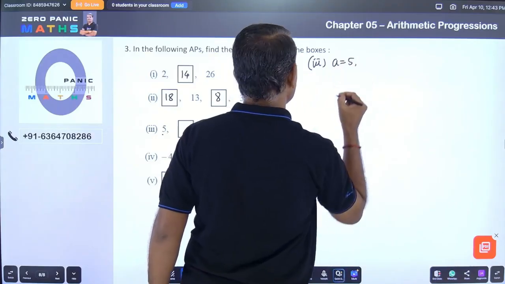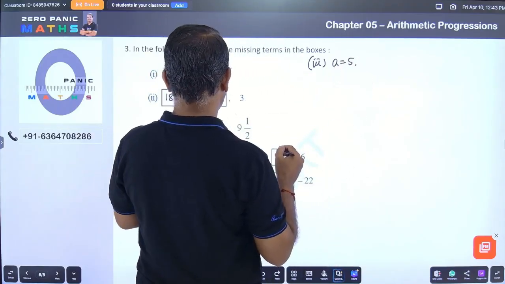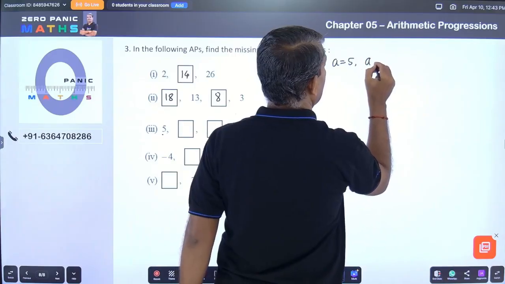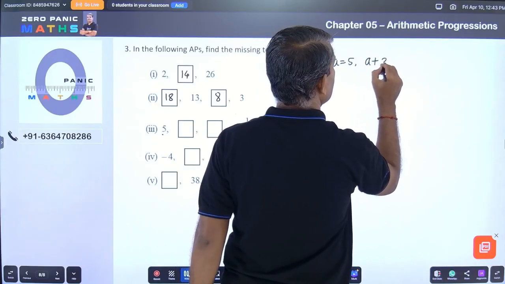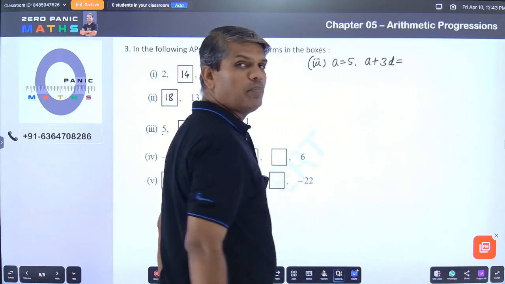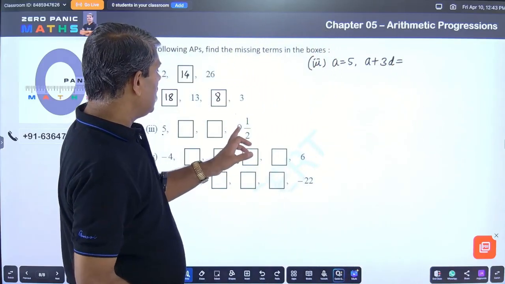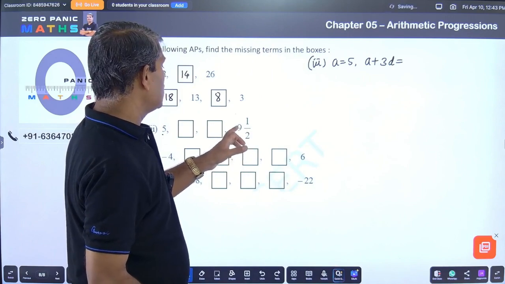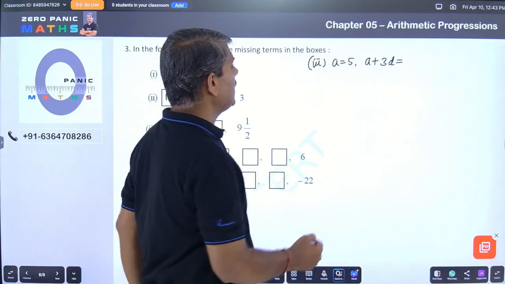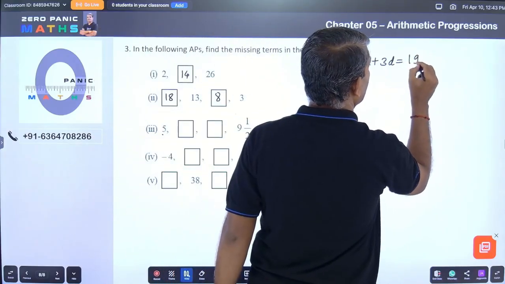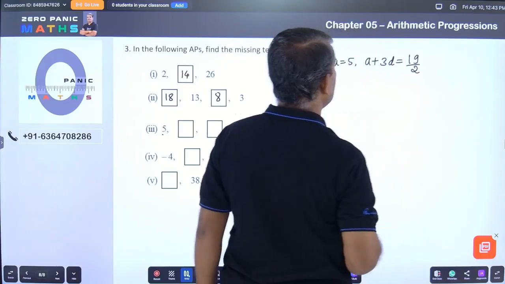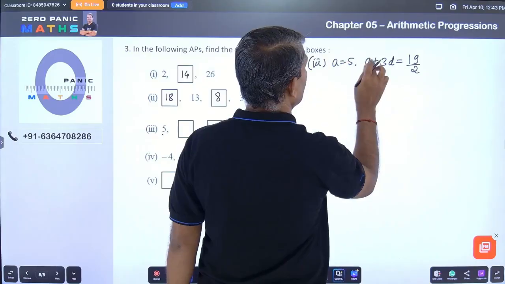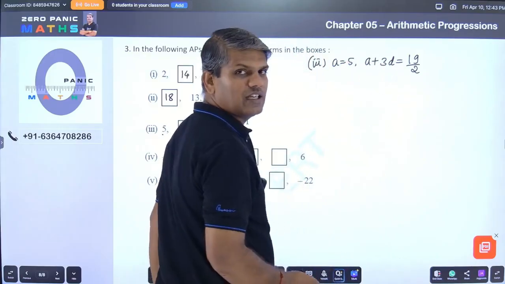A is 5 and A4, which is A plus 3D, right? A plus 3D is A4 and that is 9 and a half. 9 and a half is actually 2 nines are 18 plus 1, 19 by 2, you can say that. Okay, now substitute the value of A in this to get the value of D.